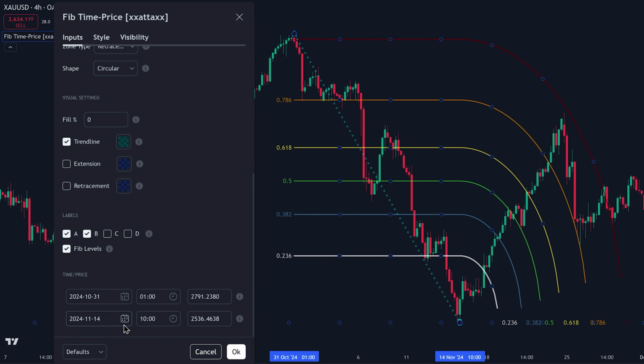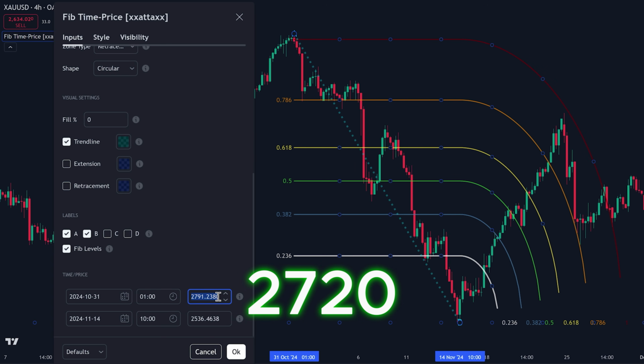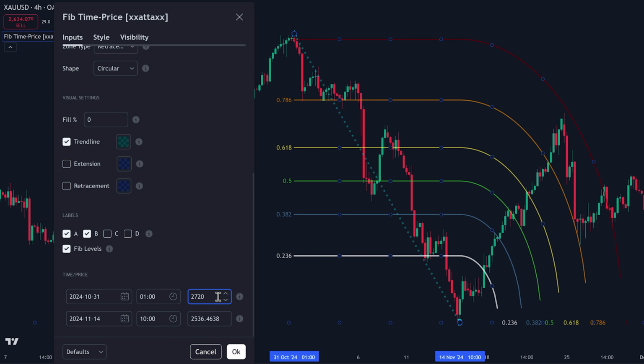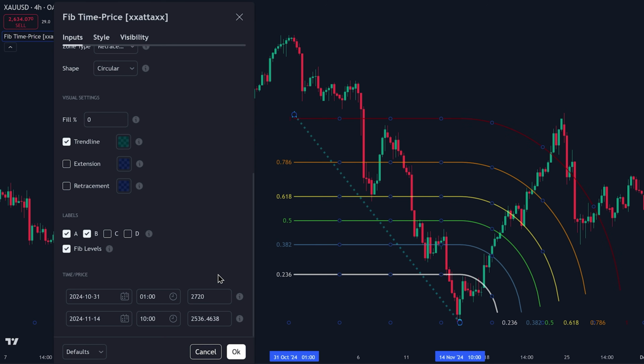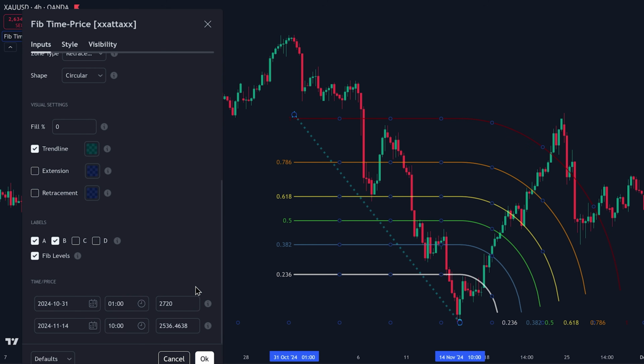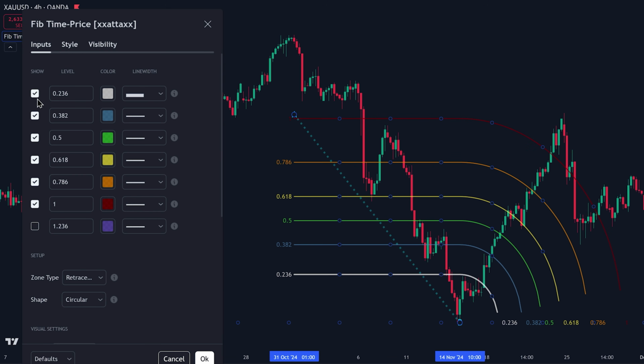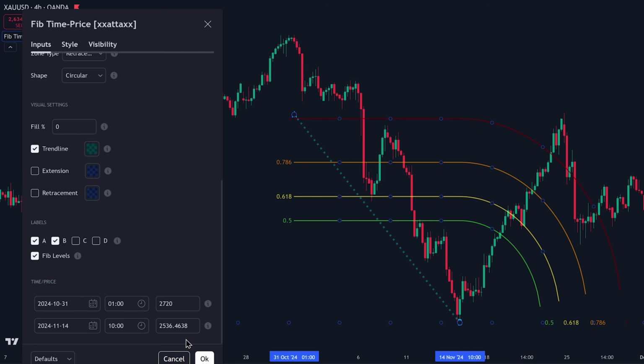You can adjust point A and point B here. For example, change the price of point A to 2,720. And you'll see that point A on the chart is automatically updated to reflect the change. After that, I'll toggle off the 0.236 and 0.382 levels. This keeps the chart clean and uncluttered while focusing on the most important levels, such as 0.5, 0.618, and 0.786, which are more likely to act as key support and resistance. Once you've made these changes, click OK to apply the settings, and you're ready to go.